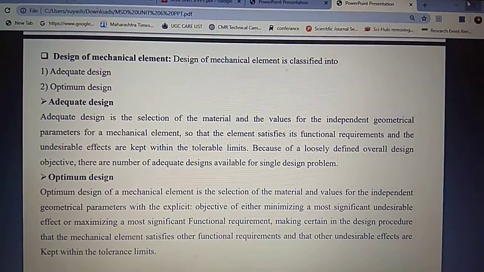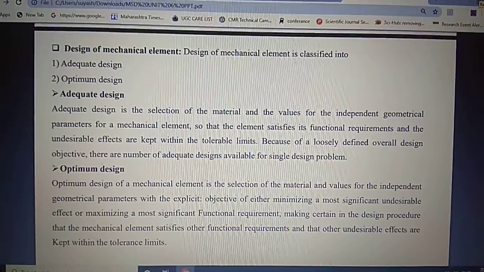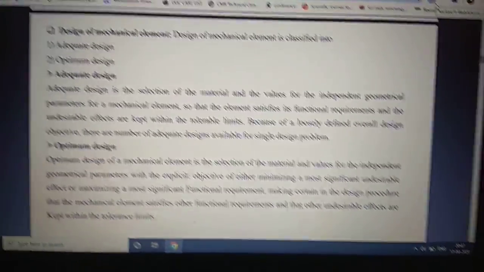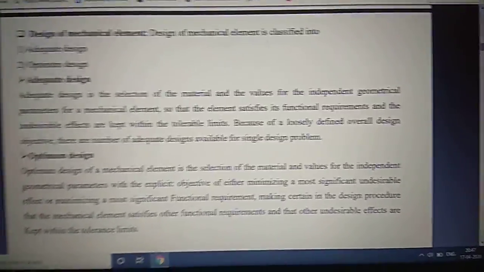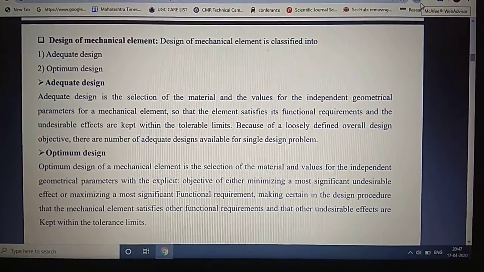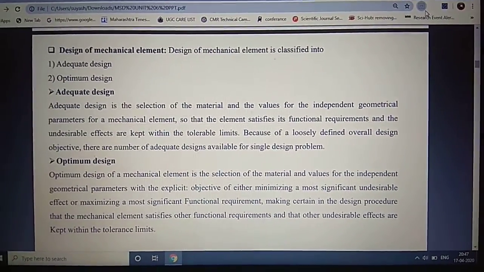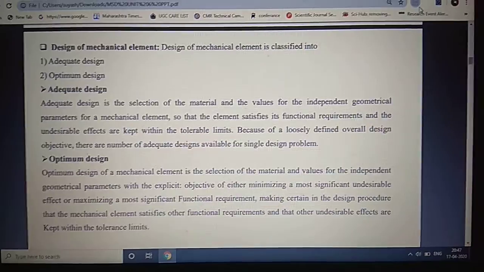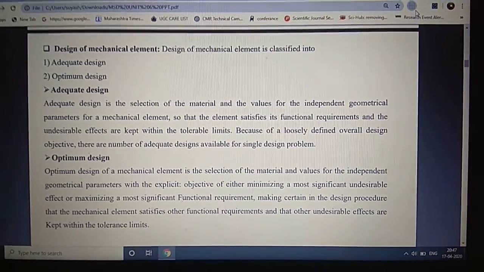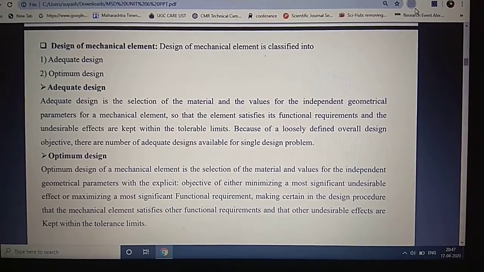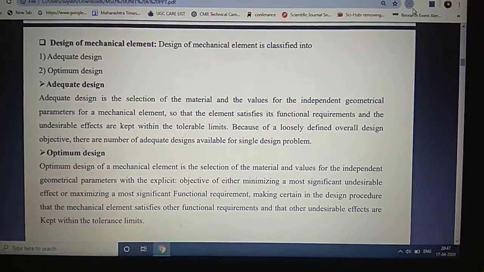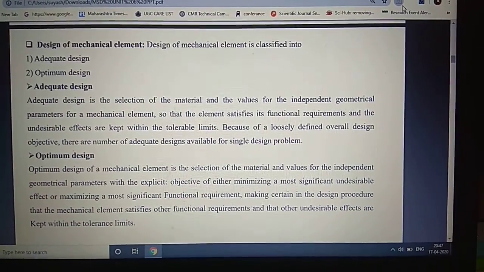The next part is design of mechanical elements based on adequate design and optimum design. In the case of adequate design, it is the selection of the material and the values for the independent geometrical parameters for a mechanical element, so that the element satisfies its functional requirement and undesirable effects are kept within tolerable limits. Because of a loosely defined overall desirable objective, there are a number of adequate designs available for a single design problem.